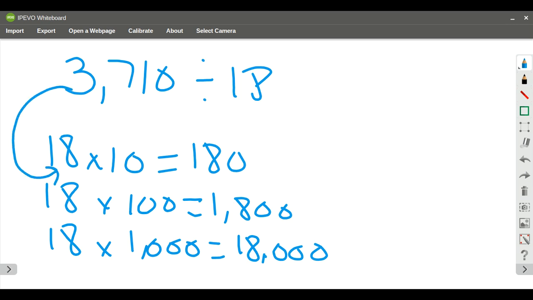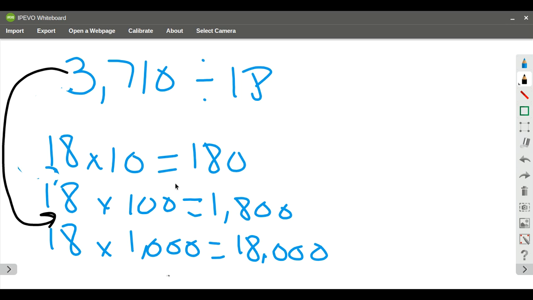3,710 lives in between 180. Oh, no, it does not. It does not live between 180 and 1,800. Try that again. It lives between 1,800 and 18,000. So because it's between these two values, I am going to have a 3-digit quotient. So my answer is going to be in the hundreds place.